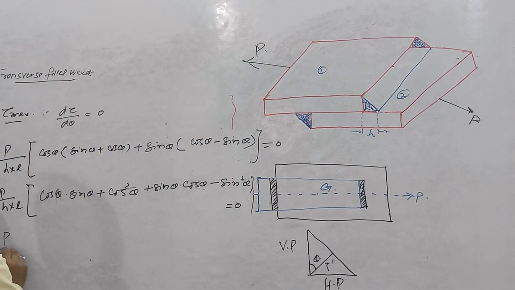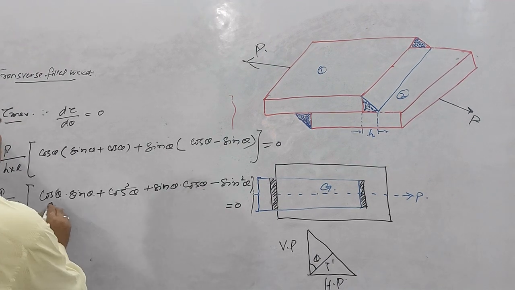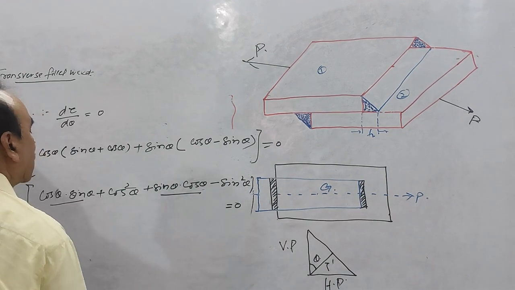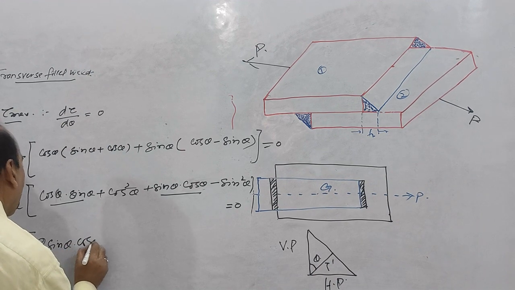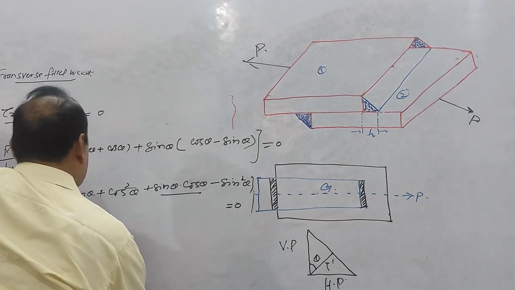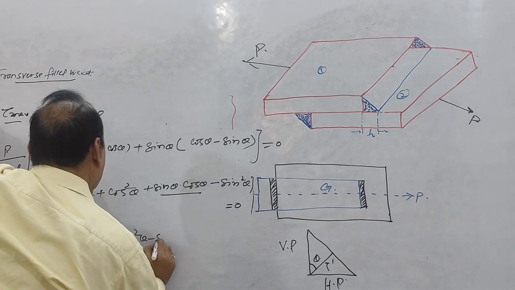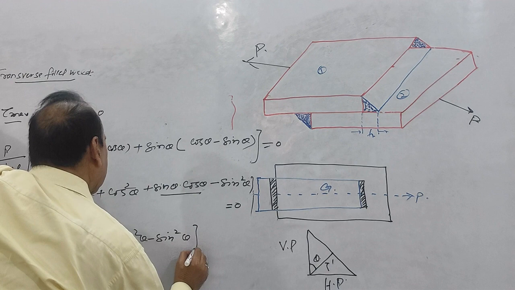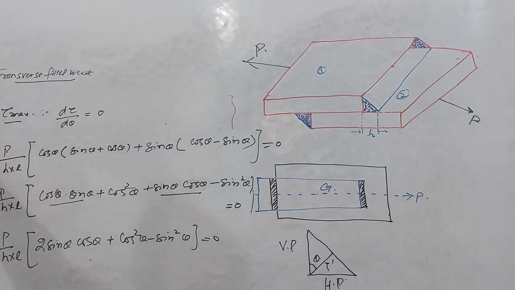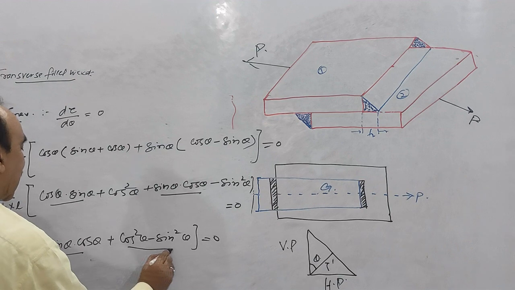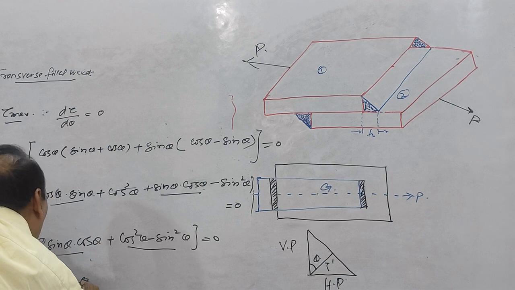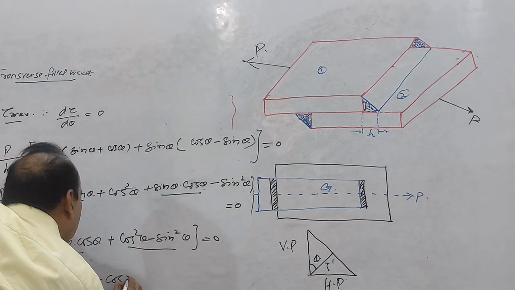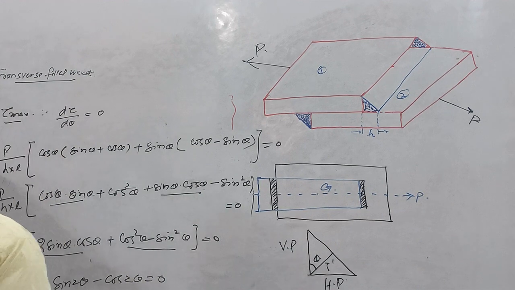This is equal to P upon H into L. This is cos theta sin theta and sin theta cos theta, means 2 sin theta cos theta लिख सकते हैं आप ऐसे, 2 sin theta into cos theta plus cos square theta minus sin square theta, this is equal to 0. This is sin 2 theta and this is cos 2 theta. So therefore sin 2 theta minus cos 2 theta, this is equal to 0.